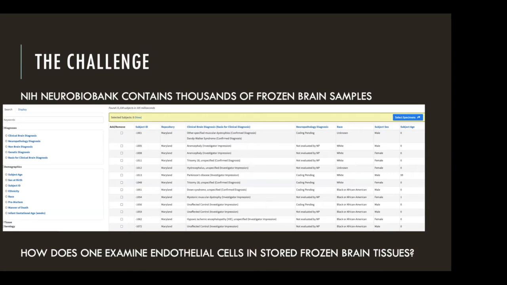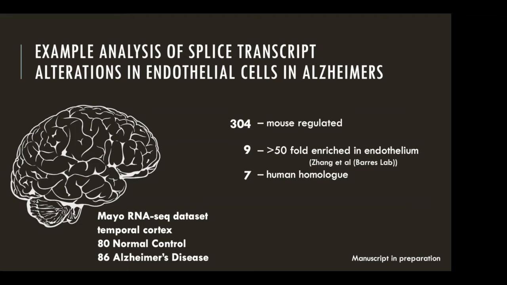The NIH NeuroBioBank contains thousands of frozen brain samples, and there are a lot of others that can be made available. Typically, it's very difficult to get fresh brain tissues from different states of neurodegeneration, for example, that are well annotated. But a lot of these samples exist and are stored frozen. So a key question for us is how do we unlock this information from endothelial cells in these stored frozen brain tissues? One way that this could be done is by looking at endothelial cell enriched transcripts.